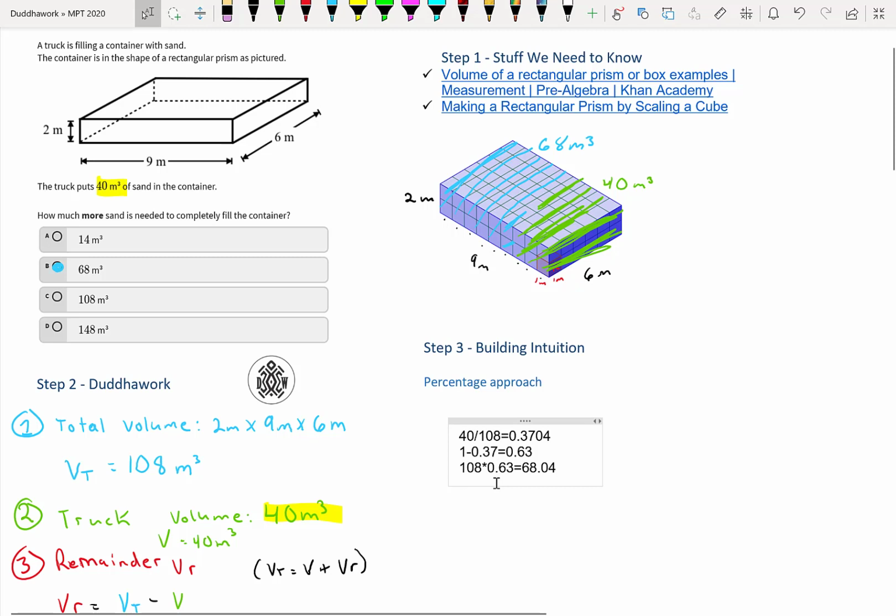So you could think about it in percentage. The only reason I'm thinking about it this way is because we did percentage for the last few questions, and it's a very important concept for this test.